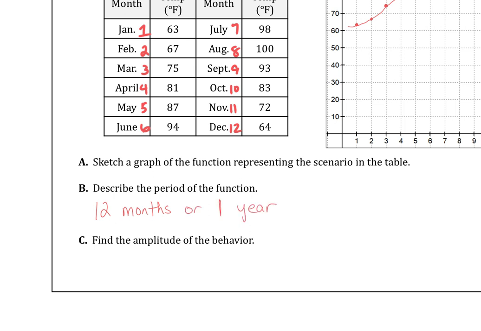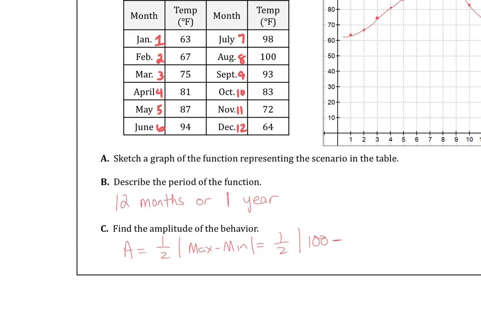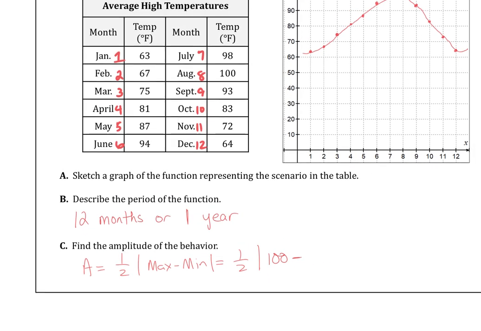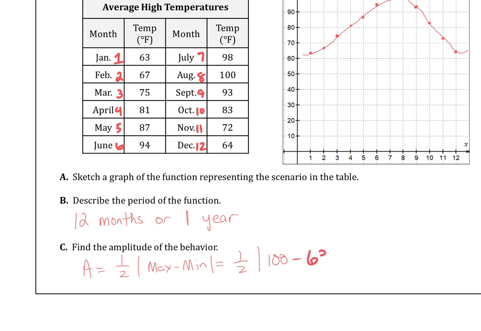And then the amplitude. Remember, amplitude is simply 1/2 times the absolute value of the max minus the min. Well, the max value we had was 100, so that's 1/2 times 100. The minimum value we saw was in January. That was 63 degrees. And so what happens is we're looking at an amplitude of 18.5.